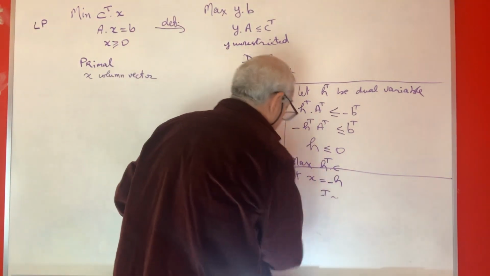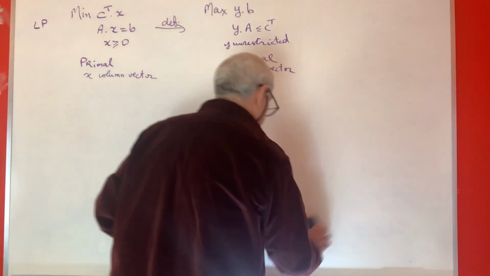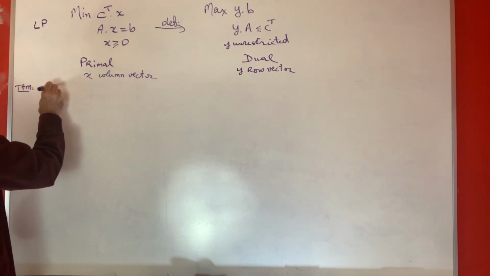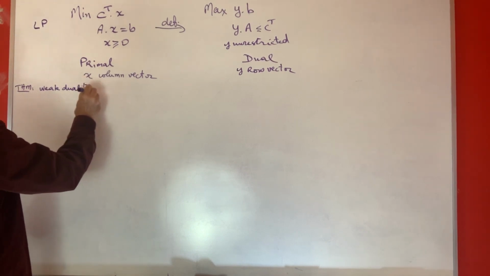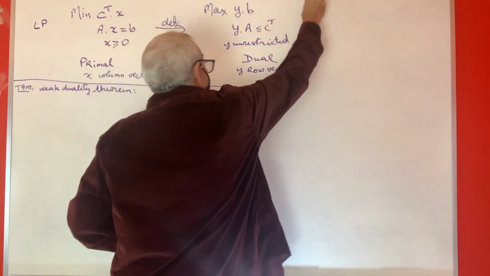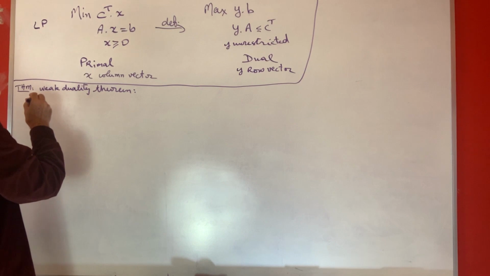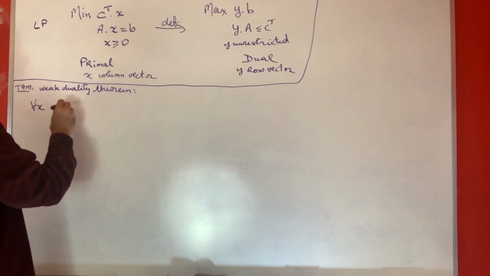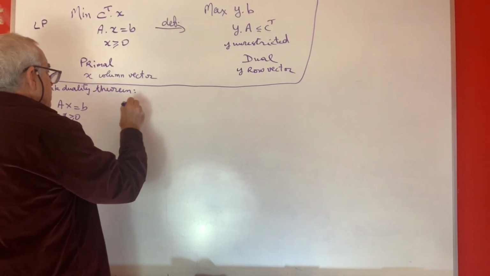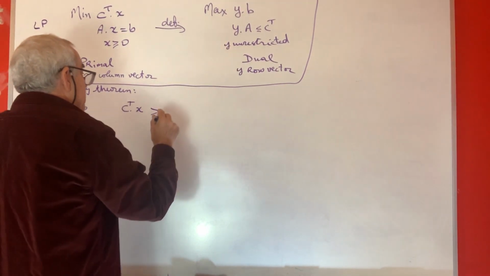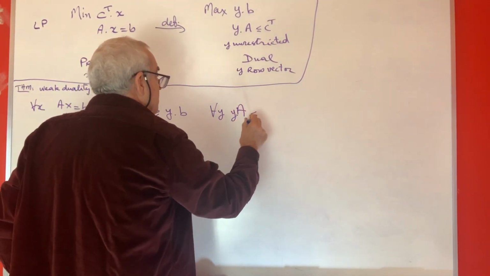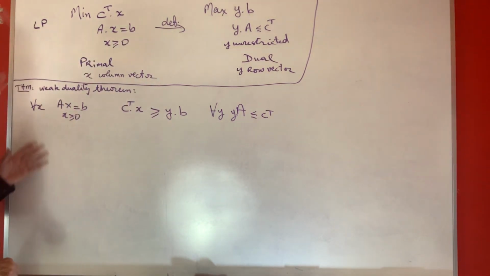Okay, and that's called the weak duality theorem. This is called the weak duality theorem. And it says the following, that for every x such that A x is equal to b, x greater or equal to 0, so x is primal feasible, then c transpose x is greater or equal to the objective over there, y times b, for every y such that y A is less or equal to c transpose. That's what the weak duality theorem says.